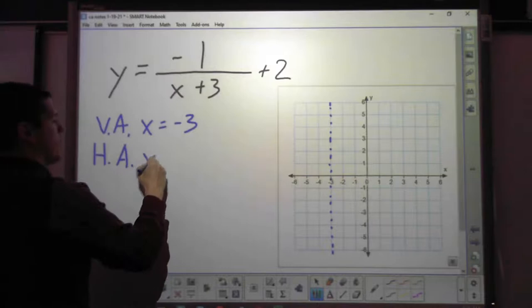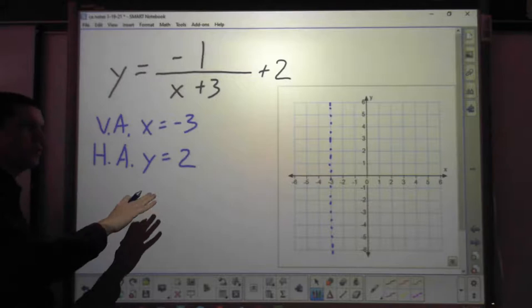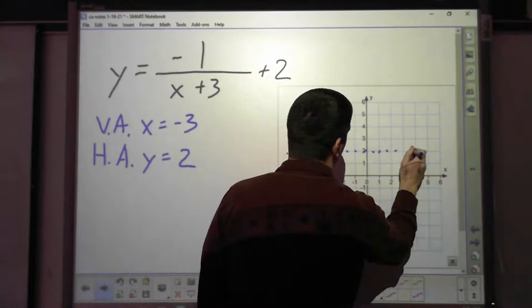We don't see too many of these problems, but again, they are something that could be seen. So y equals 2 is our horizontal asymptote. If you got that part wrong, it's fine. I get it. That's one part that I would say. Okay. But just everything is shifted up 2.